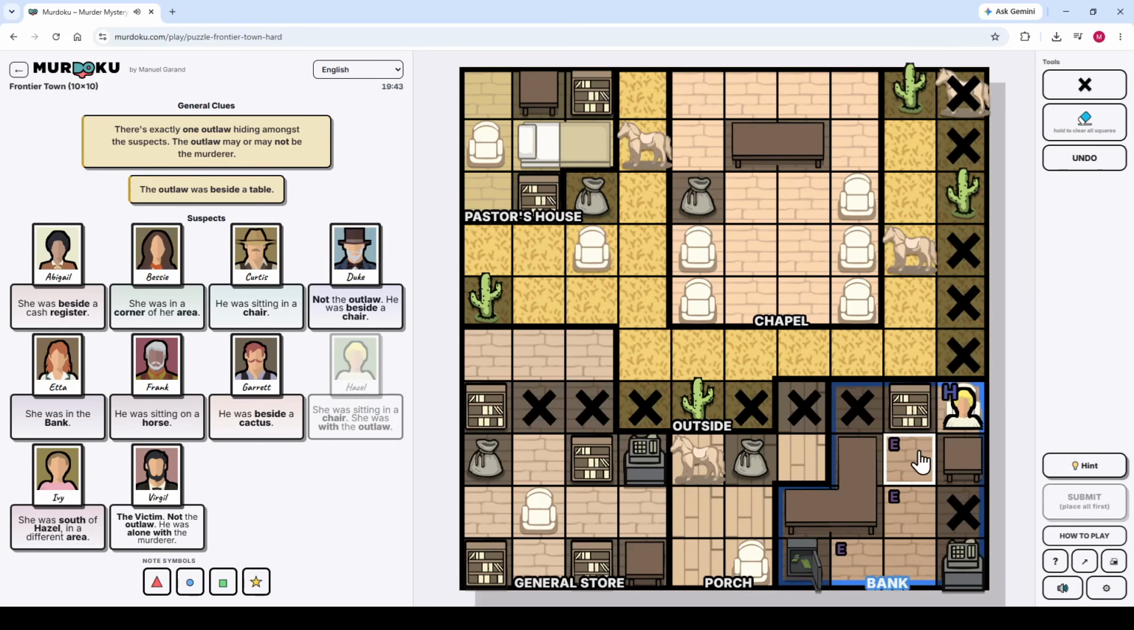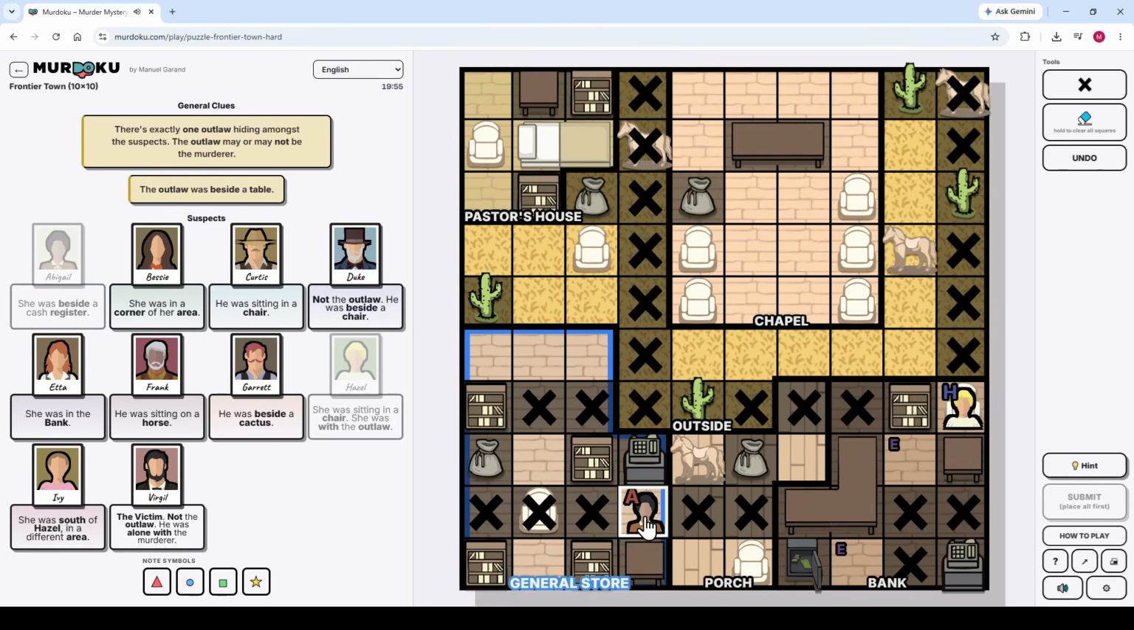And now, well, we know that E is the only possible outlaw right here. We can block this intersecting square. And now we just found A in the last square beside a cash register. And if we look at I again, she was south of H. So she can be in any of these squares.